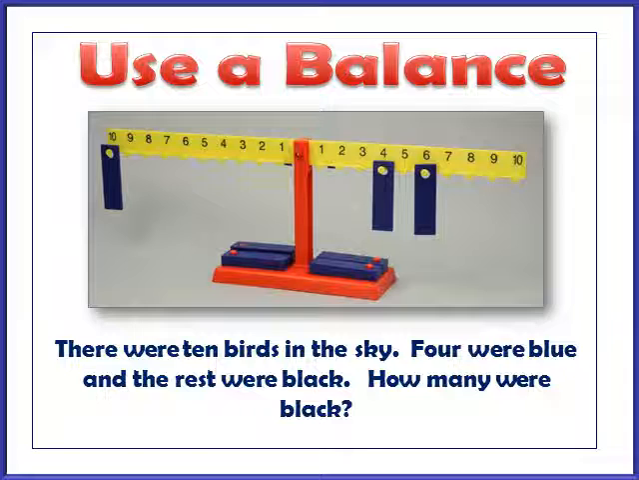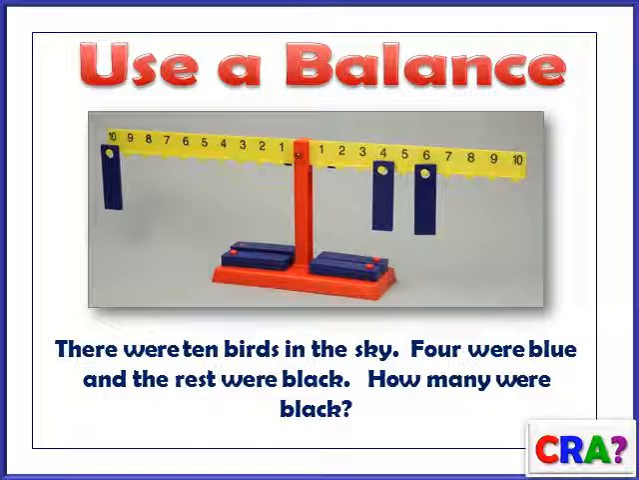I think this one is through ETA Cuisenaire, but it says there were 10 birds in the sky, so that same problem. 4 were blue, the rest were black. How many were black? So we know 10 is the total. So on the left side we could put the total, and then we know 4 are blue, so we would put 4, and then we would try different numbers until we get it to balance to find the other part. And again, is this concrete, representational, or abstract? I would say this one is definitely concrete because you're physically moving the tool to get a solution.